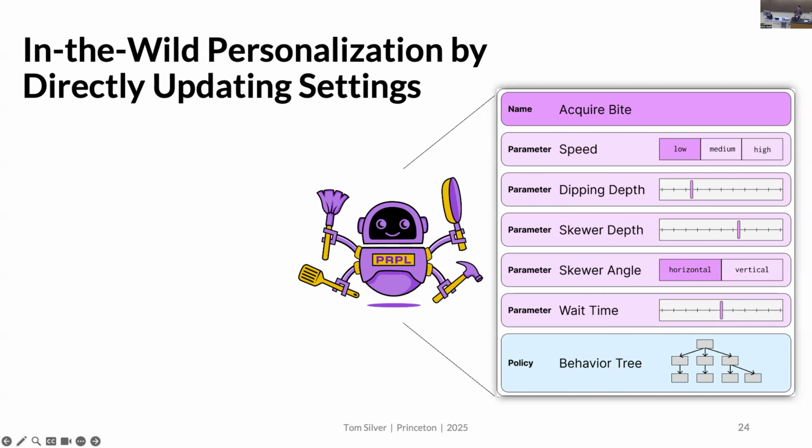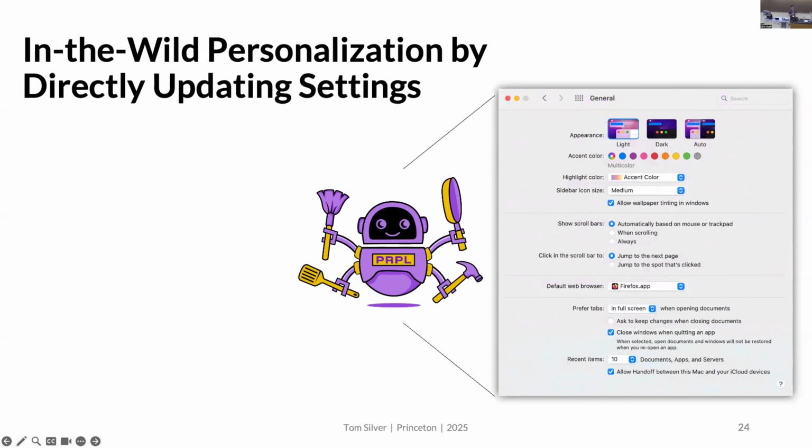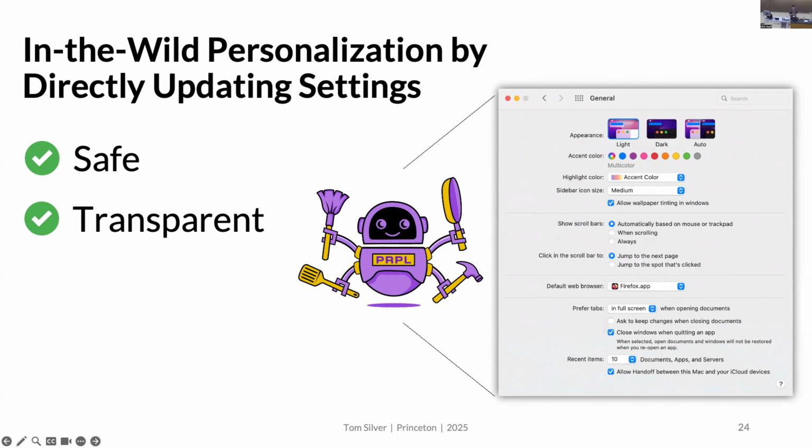So taking a step back and thinking about what kind of personalization we were doing in this project. It's sort of analogous to how we have settings on our laptops and phones, which you can toggle and customize to meet your preferences. And from a design perspective, these settings are great because it's very safe. We can fully anticipate all the different settings that a user might choose in the wild. It's also very transparent to the user, so they can open up the settings and see what the state of the system is at any given time.